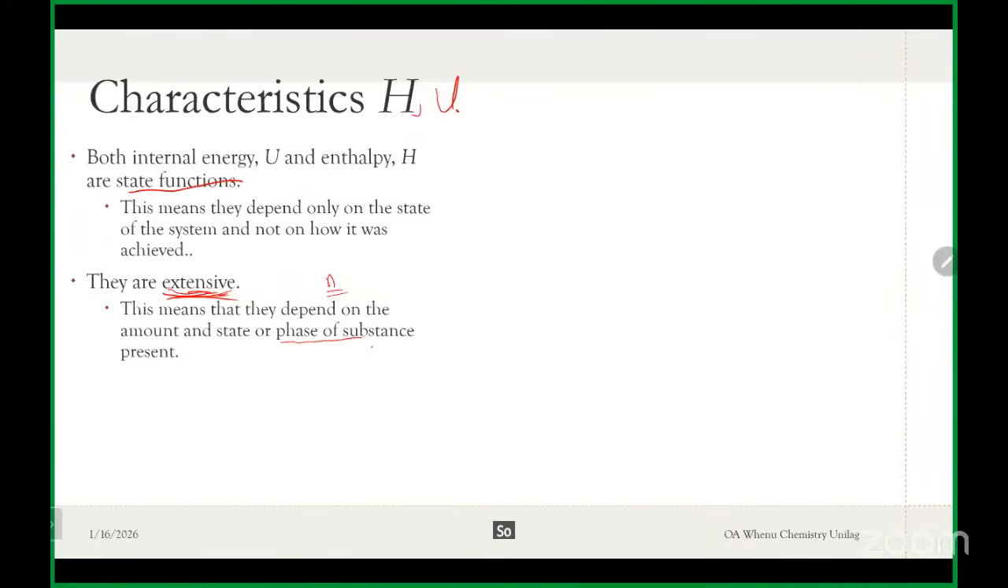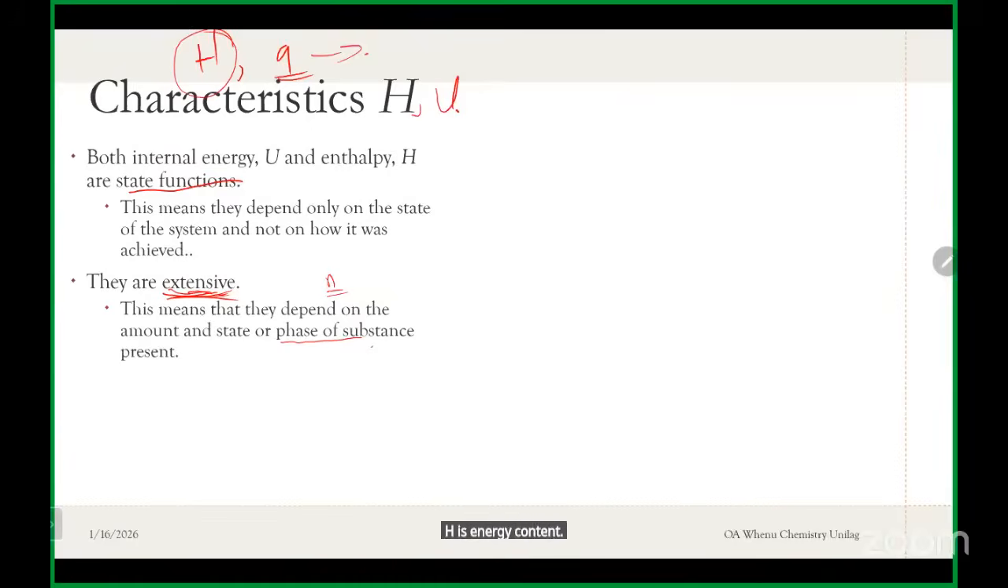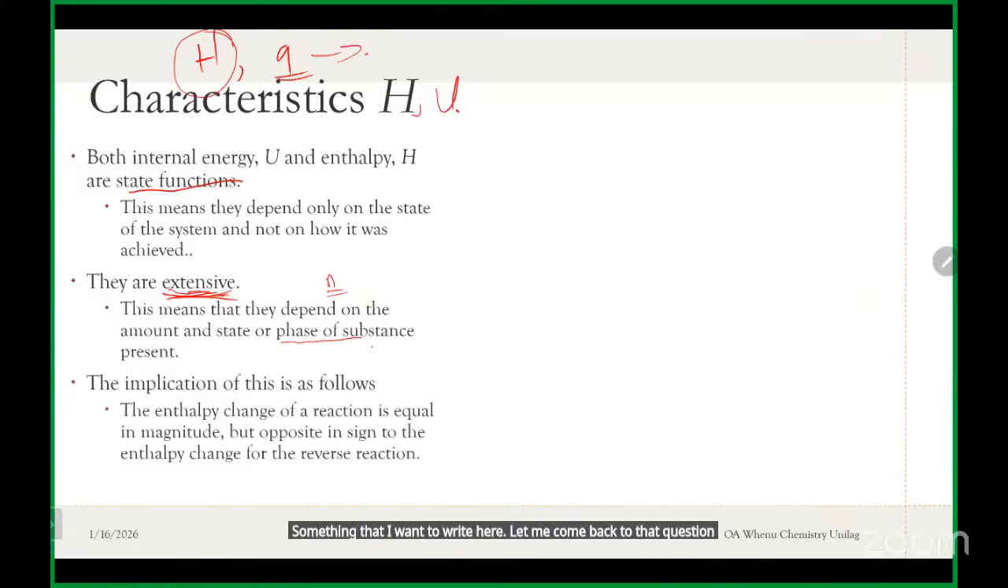So heat and Q are not the same thing. There's H, there's Q. Q is energy transferred across a boundary. H is the heat content of the system. Let me come back to that question in a bit. So H and U are state functions, they are extensive. The enthalpy change for a reaction is equal.